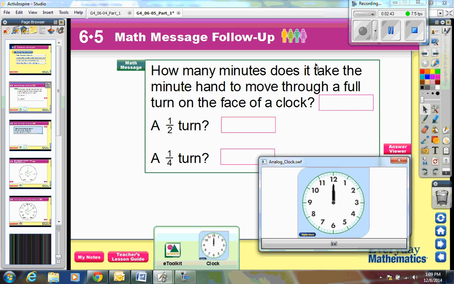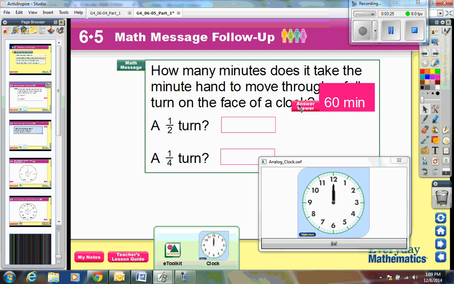All right, ladies and gentlemen, those were our full, half, and quarter turns. So if we look at this on a clock and we do a full turn, you notice that all of our hands are starting at 12. If I turn my circle all the way around, then I would be counting how many minutes. So 5, 10, 15, 20, 25, 30, 35, 40, 45, 50, 55, 60 minutes. So I have 60 minutes for my full turn.